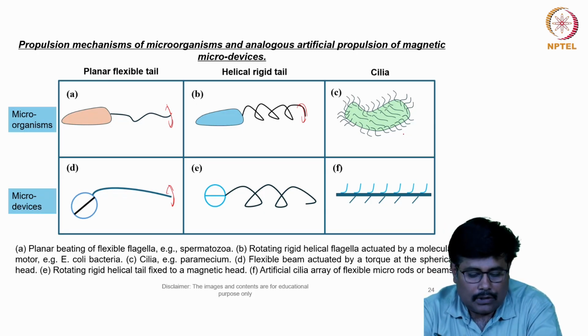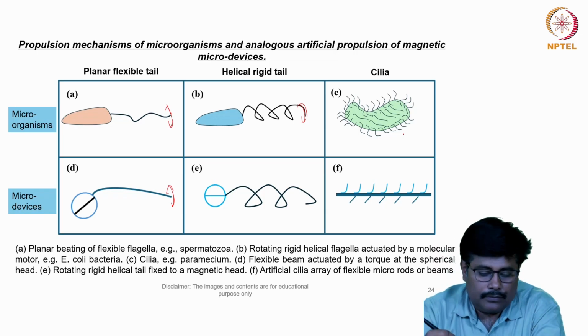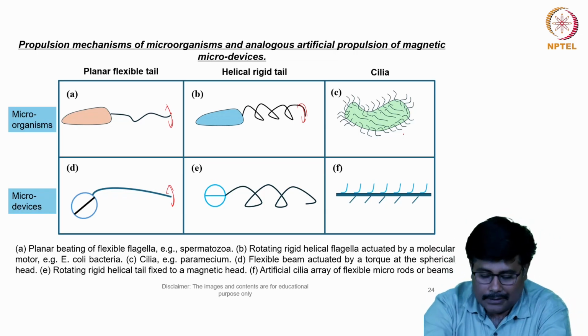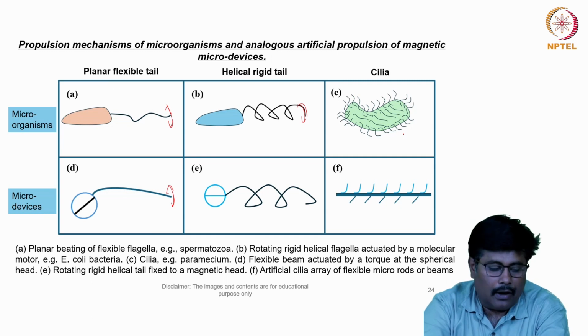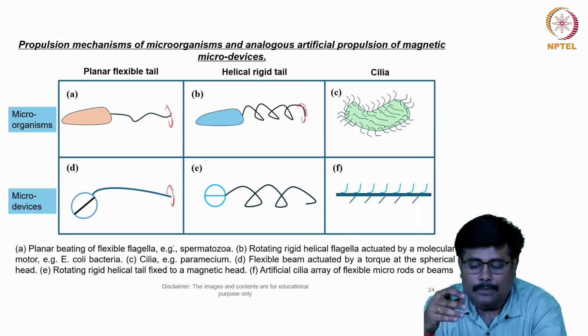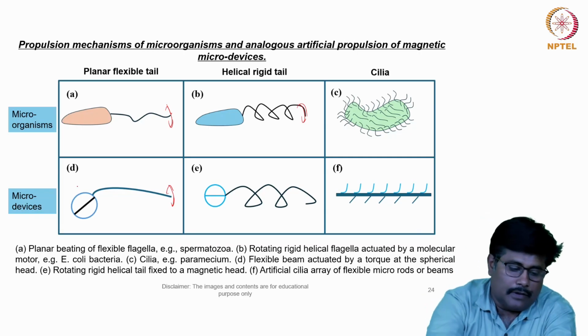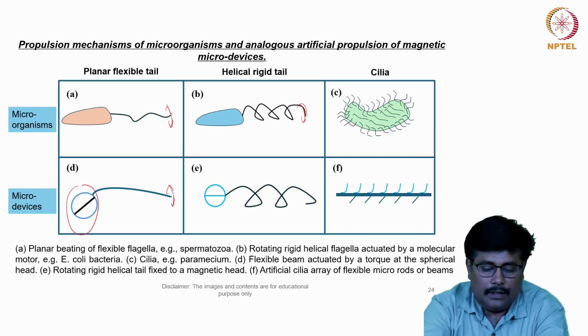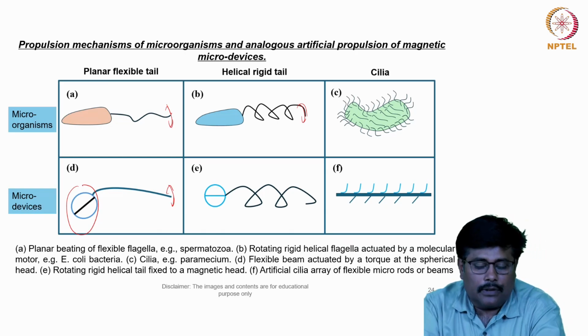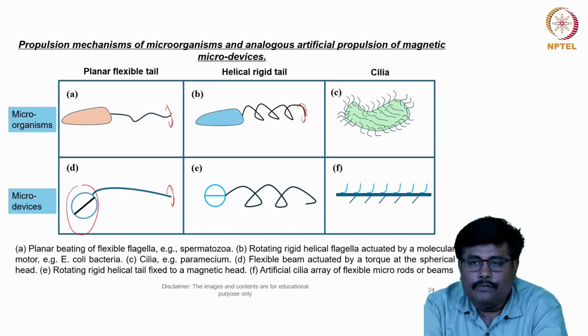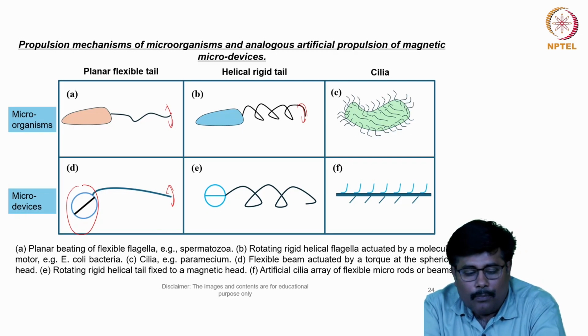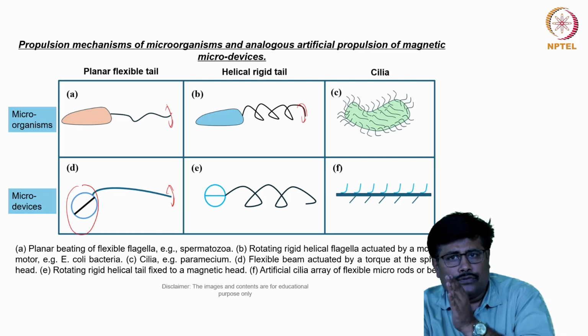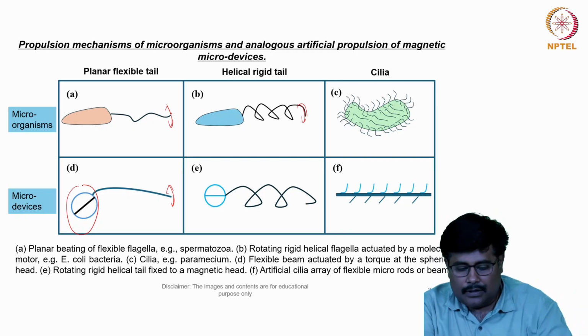Now let us talk about the micro device point of view. This is a flexible beam actuated by a torque at a spherical head. The movement of the flexible beam is actuated by a torque with reference to this particular motion. Then this talks about the rotating rigid helical tail which is fixed to a magnetic head. This rotation moves in an appropriate manner, so it can be used for moving the structure in a particular direction.